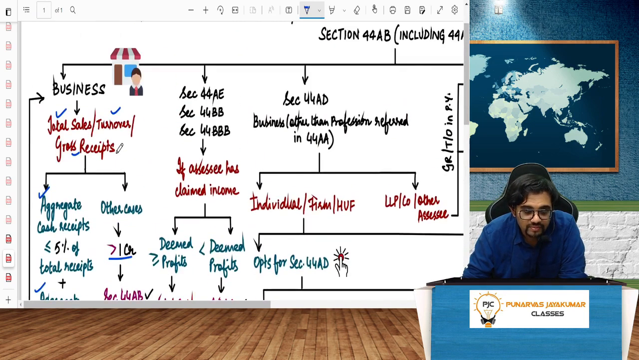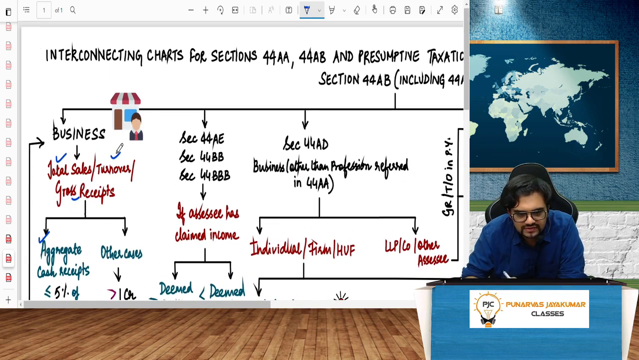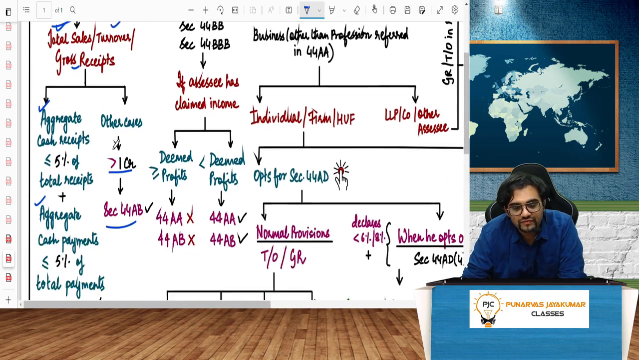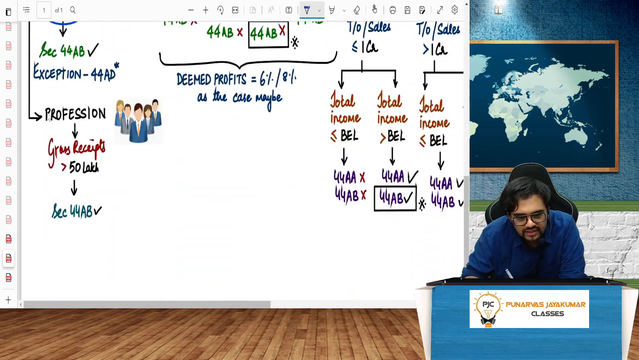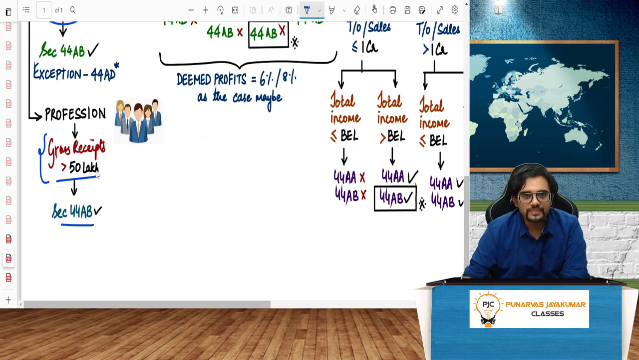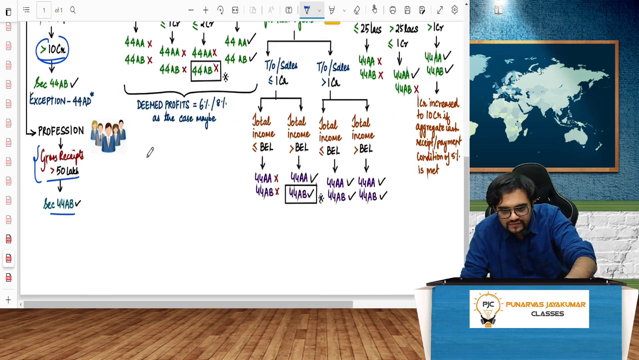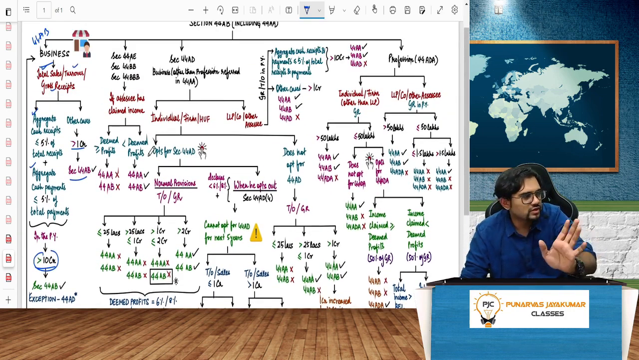Guys, this is for business. We are discussing 44AB for business. Sir, what about profession? For profession, section 44AB will come if the gross receipts in the previous year are more than 50 lakh rupees. So guys, first part of the chart done. Very, very simple chart, no tension.